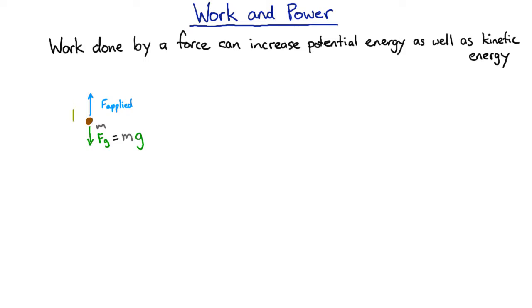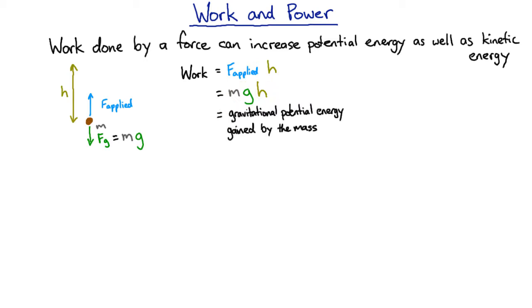Supposing we want to move it a total height h, then we look at the work done by that applied force. The work done is going to be equal to the applied force times the distance. And for essentially that entire time, that's just going to be the mass times the acceleration due to gravity times the distance. And we note that this is exactly the gravitational potential energy difference that you get when you raise a particle of mass m by a distance h.